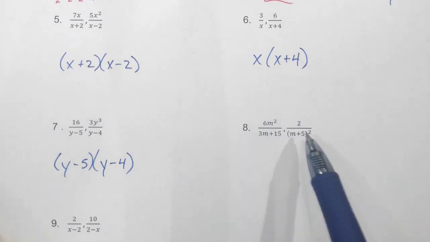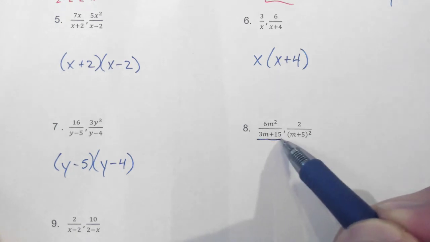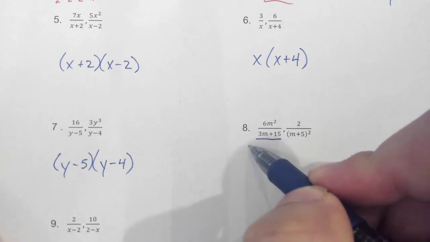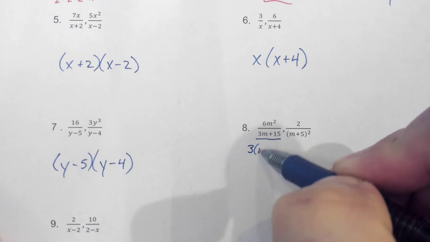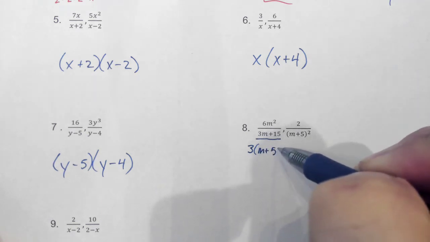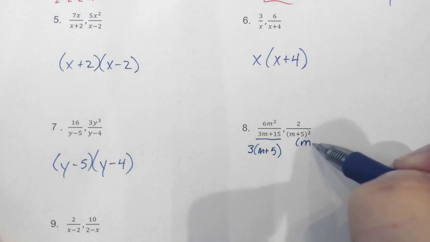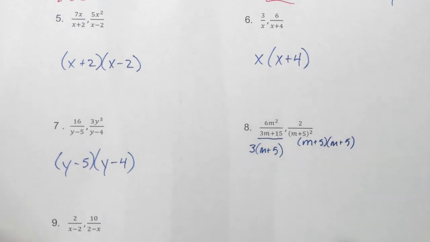Okay, so number 8 is a little bit tougher. We look at this denominator and we want to factor that. There is a GCF, right? They're both divisible by 3. If you divided by 3, you'd be left with 3 times m plus 5. And this one, remember that m plus 5 squared means m plus 5 times m plus 5.